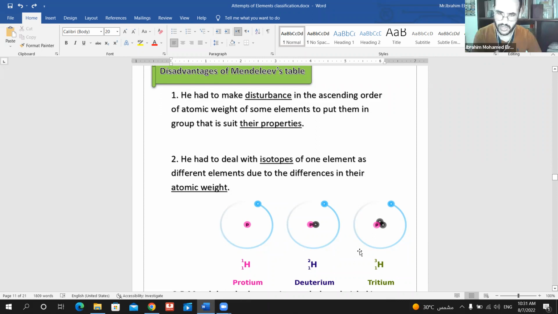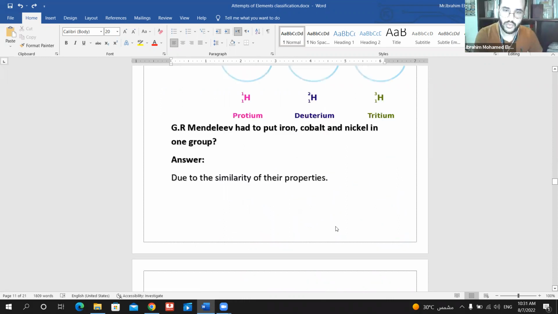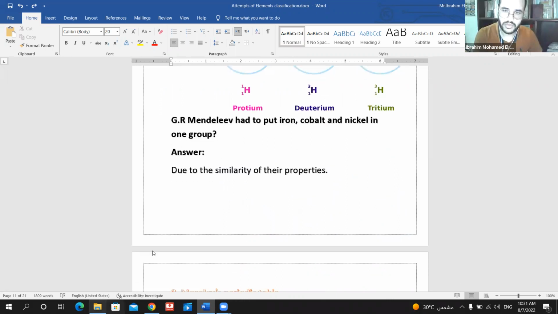But Mendeleev dealt with these isotopes as if they were different elements, not one element. Because he said that they have different atomic weights. For example, here one, two, three, so they are different. They are different elements, and that was wrong because all of them are the same element. Okay, that was for today. And just one second, I want to solve some questions with you before I close the class.